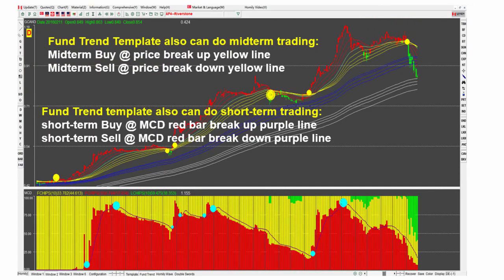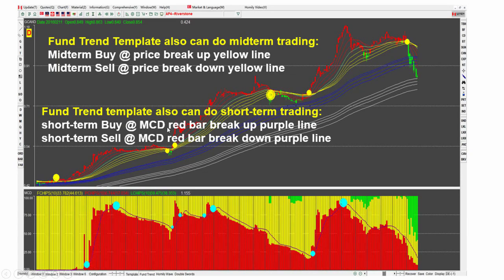So for mid-term, we can use the yellow line. For trend, for mid-term investment or mid-term wave trading, we can follow the yellow line. Whenever the price breaks up the yellow line, we can consider buying, and when the price breaks down the yellow line, we sell. So mid-term buy and mid-term sell follow the yellow line, and for the short-term buy and short-term sell, we follow the red bar and the relationship with the purple line in the MACD, multicolored dragon.